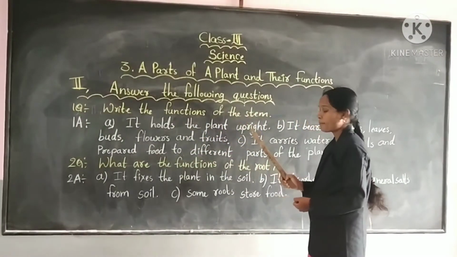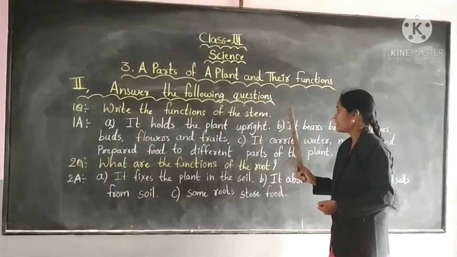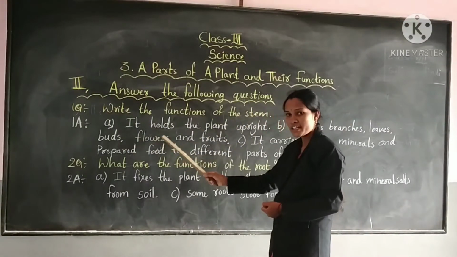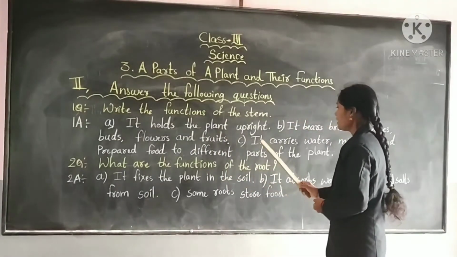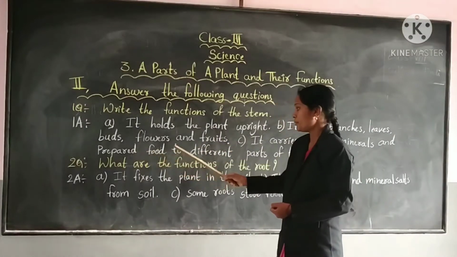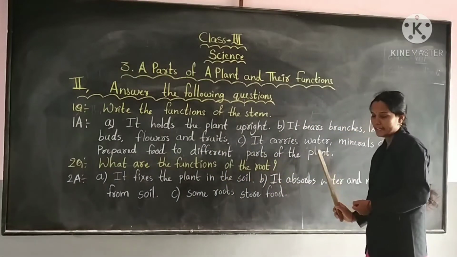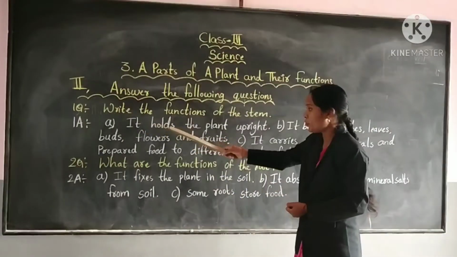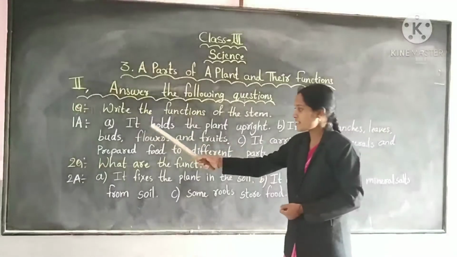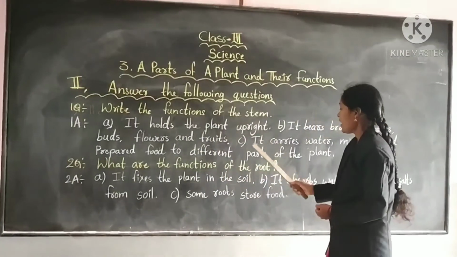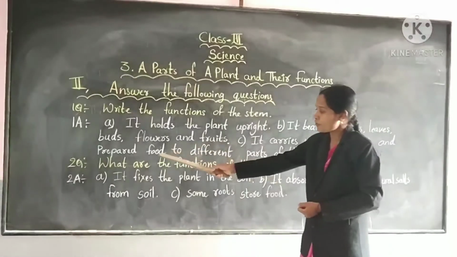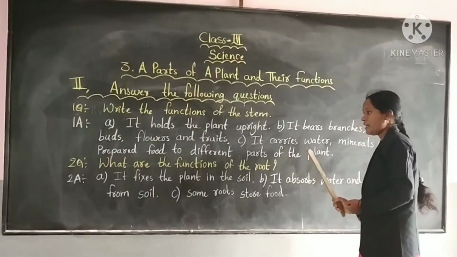It holds the plant upright. The stem holds the plant upright. Second point, it bears branches, leaves, buds, flowers, and fruits. Third point, it carries water, minerals, and prepared food to different parts of the plant. So, first point, it holds the plant upright and it bears branches, leaves, buds, flowers, and fruits. And third one is, it carries water, minerals, and prepared food to different parts of the plant.